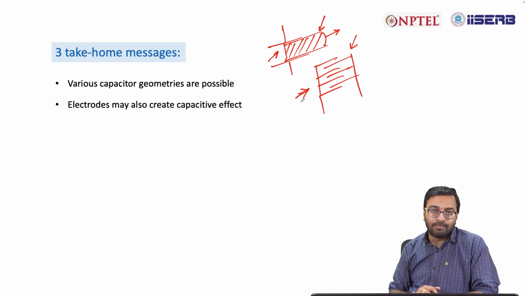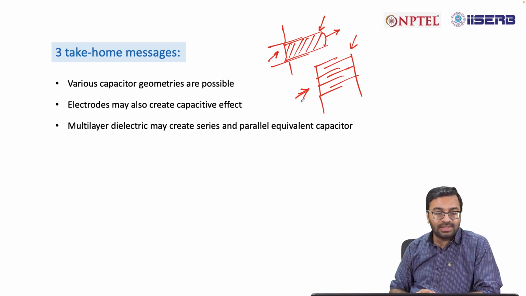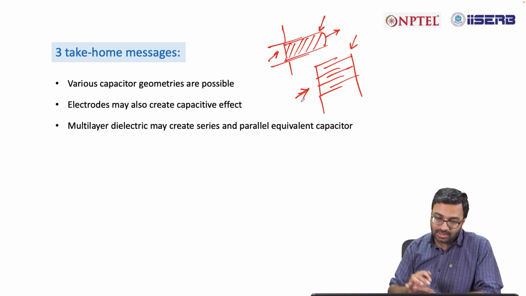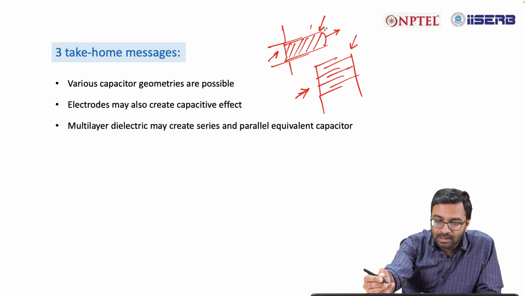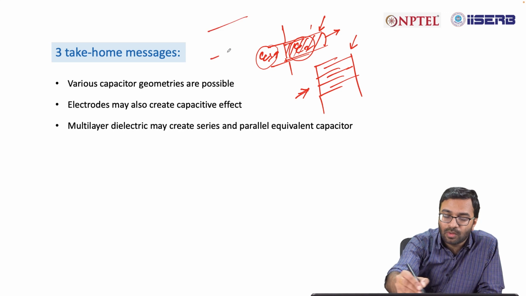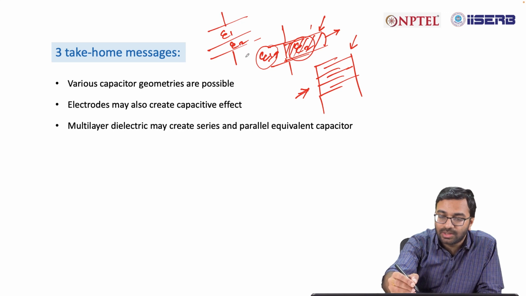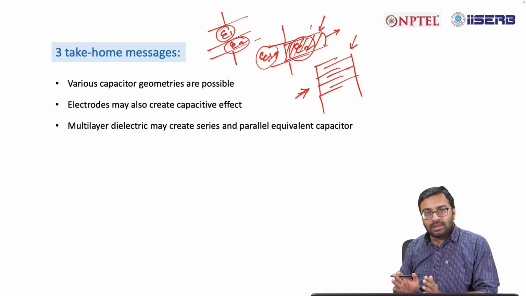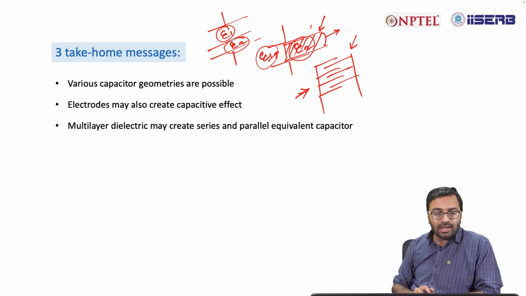And the third thing is that a multilayer dielectric may create series and parallel equivalent capacitors, that we have already seen. For example, in this case it is also like a multilayer dielectric. The dielectric here probably is epsilon 1, here it is epsilon 2. So, you will find either a series or parallel combination of this multilayer dielectric. If it is epsilon 1, if it is epsilon 2, and then you have parallel plates there, again it will create either a series or parallel capacitor effectively. So, these are the different things that one may consider.